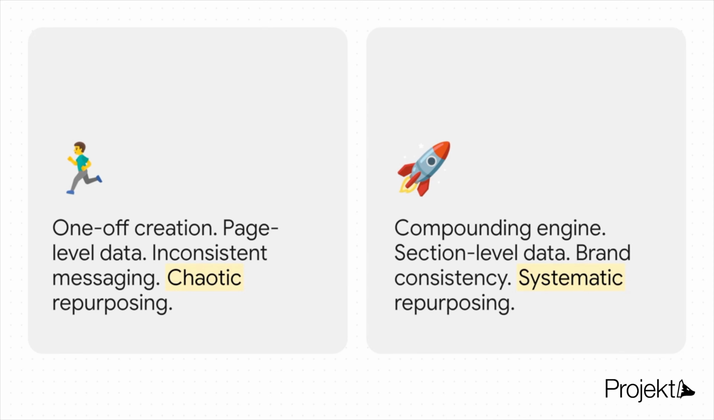So let's just put it all side by side. Without the system, you're stuck on that treadmill, just making one-off content. Your data is fuzzy. Your messaging is all over the place. But with the Atomic Content System, you have a compounding engine, super precise analytics, guaranteed consistency, and a calm, systematic way to do things. The difference is night and day.